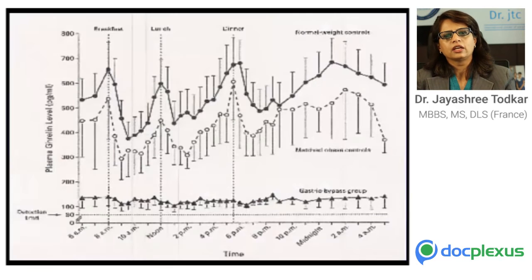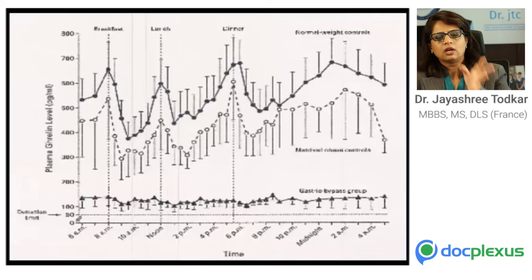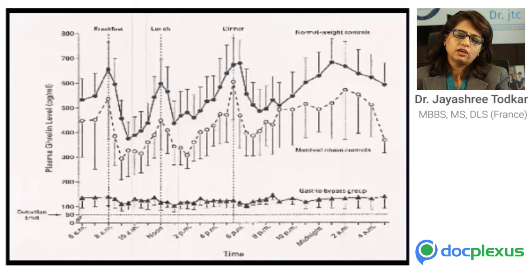Look at this slide very carefully. The middle graph shows a normal weight patient who is showing a 3 times rise in the ghrelin levels and a fall after we eat the food. This is the physiological behavior of any body, and these are the ghrelin graphs which are taken over 24 hours in an individual.